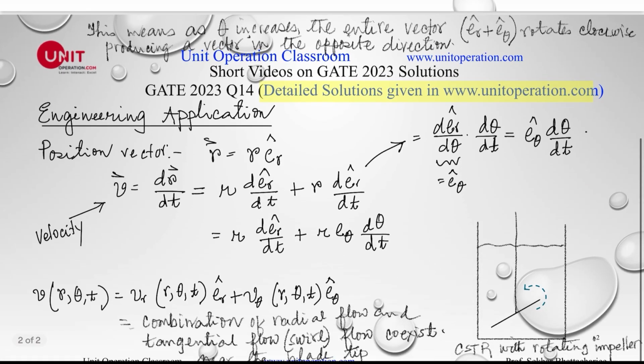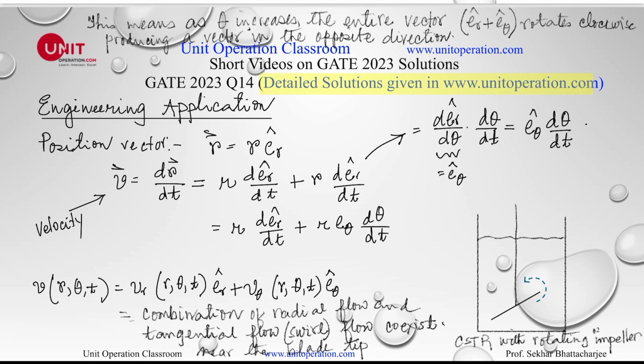Now, what could be the application of this in terms of chemical engineering? Let's say we have a vessel in which there's a stirrer, and the stirrer is moving. If you want to find out the velocity vector in the polar coordinate system of the fluid just adjacent to the tip of this stirrer, we can take the position vector as this one. This is my unit vector in the radial polar coordinate system. If you want to find out the velocity with respect to that, then we take the derivative with respect to time, and this is what we get.